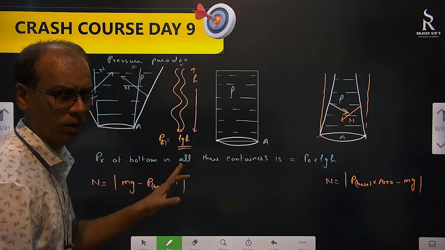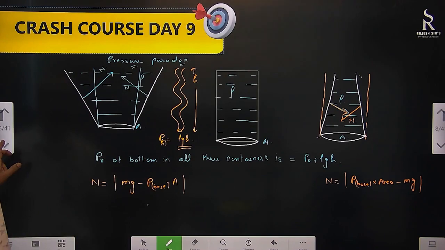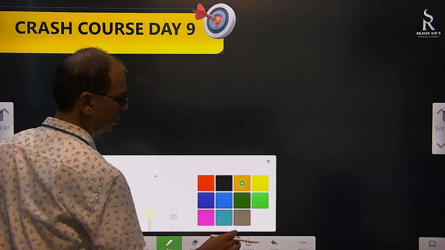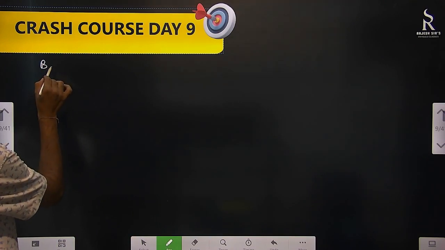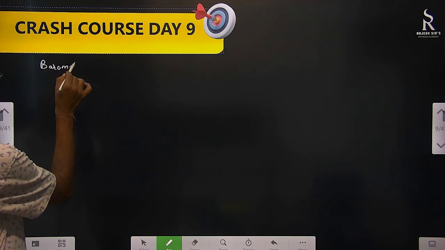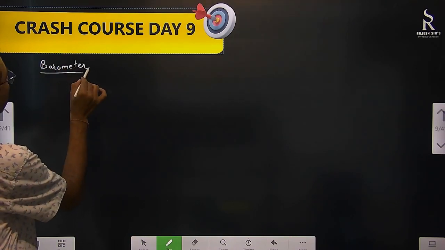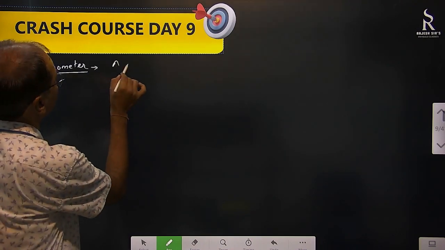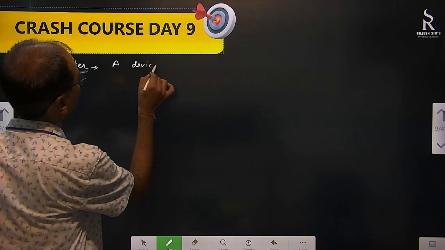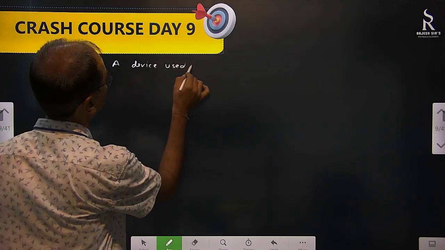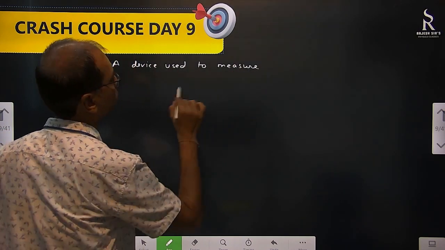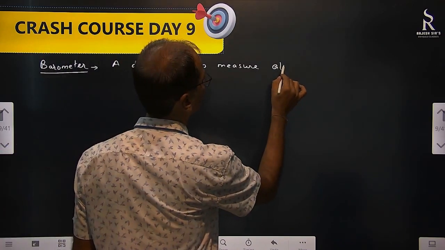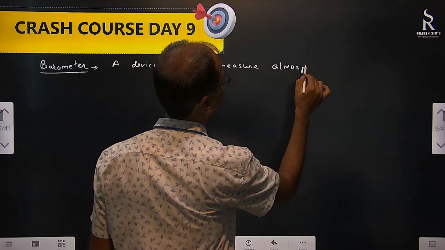On this one, we are not doing any question at the moment. Right now we are moving on to the barometer. What is a barometer? A device used to measure atmospheric pressure.